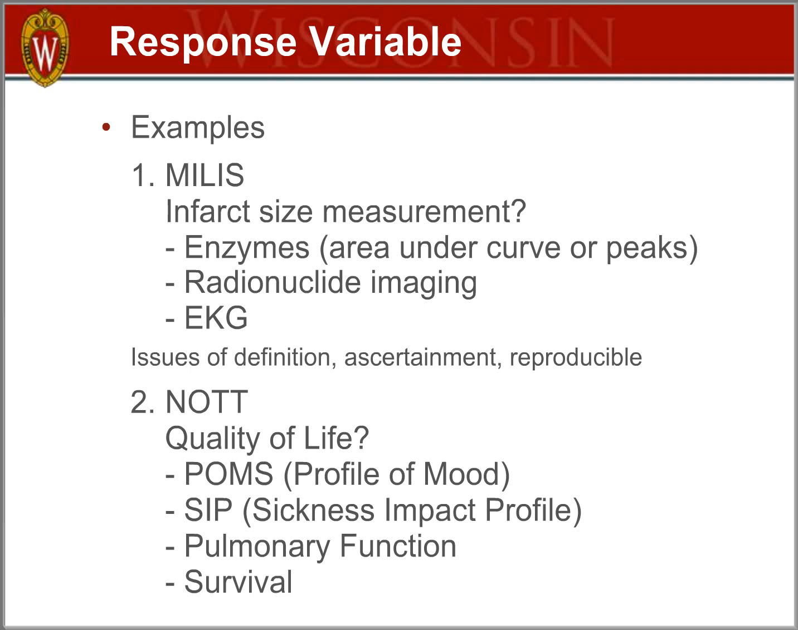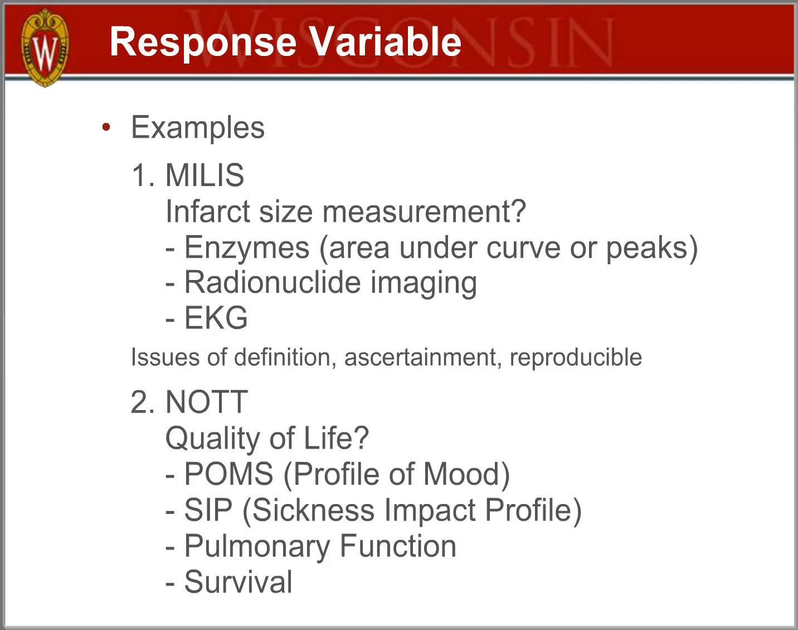There were issues of definitions of each of those, ascertainment issues, and reproducibility. For example, in this study, in order to do the radionuclide imaging, the patient in the middle of a heart attack had to be taken to a particular laboratory. Many patients, in the clinical judgment or just in the logistics, were not able to get to that laboratory to get those measurements made. So we had a trial in which the primary outcome, size of the infarct, had a lot of missing data because we couldn't ascertain that outcome in all patients. Not a good outcome variable.